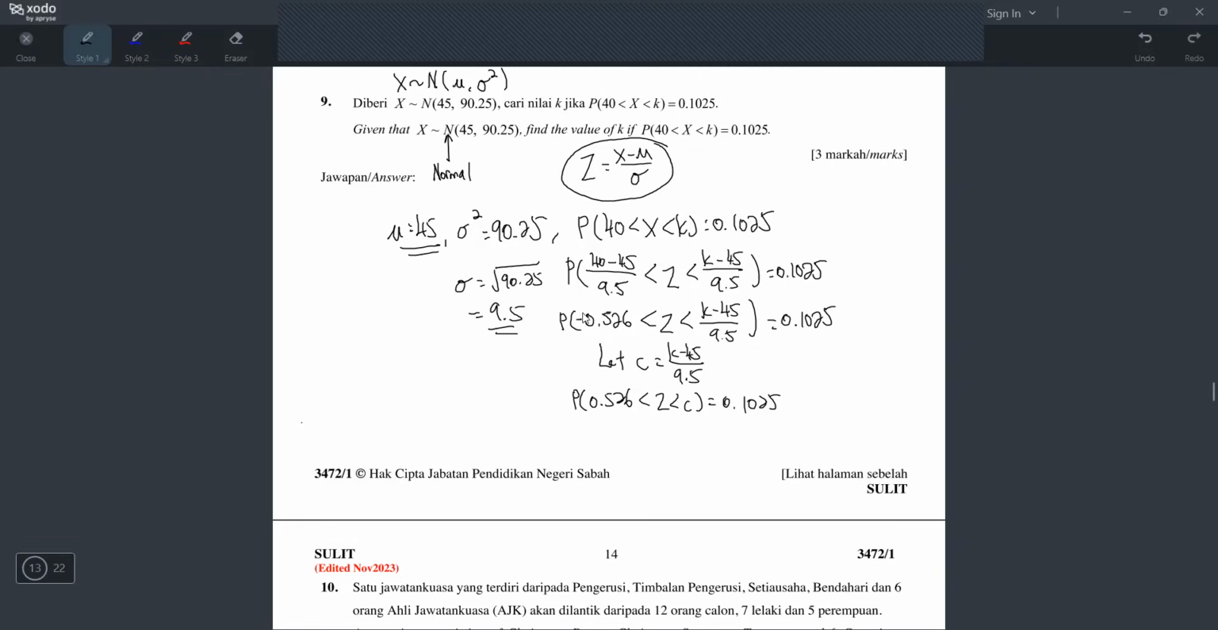Okay, but this one is negative, right? Yeah, negative. Sorry, I make a mistake here. This one is negative 0.526. So this one got negative. Okay, so your Z area now is in between negative 0.526 and C.